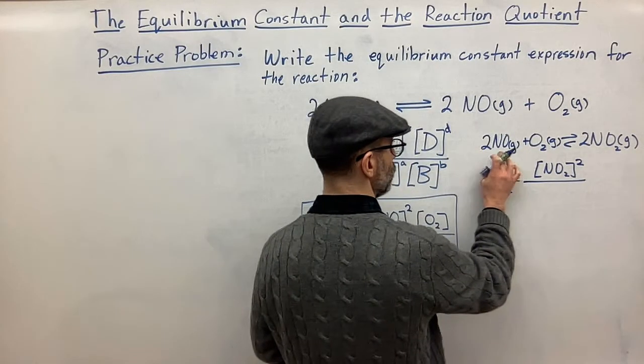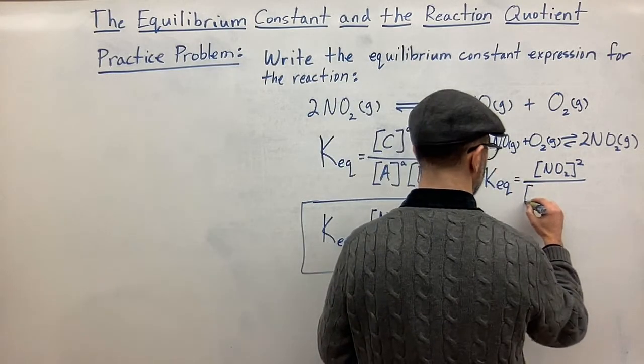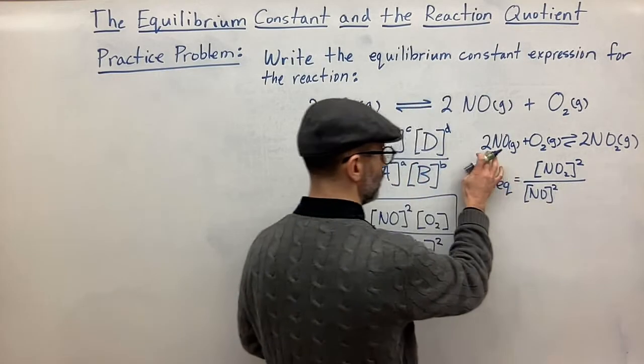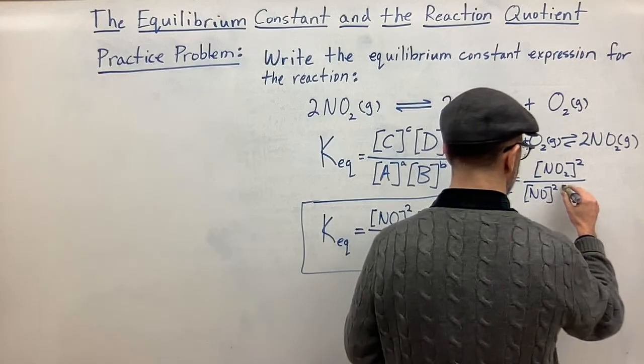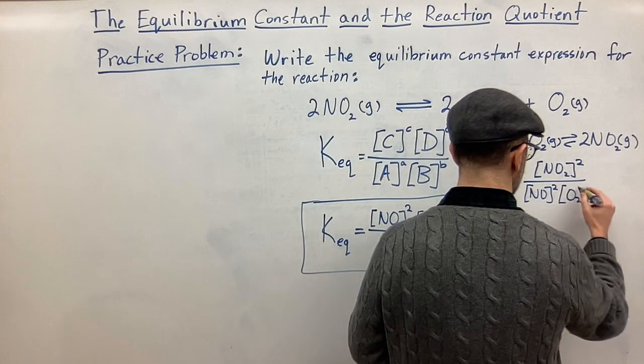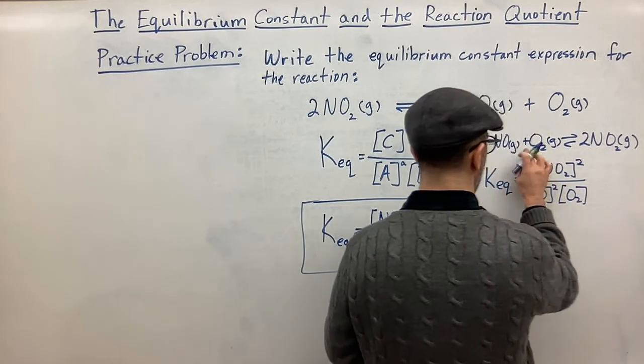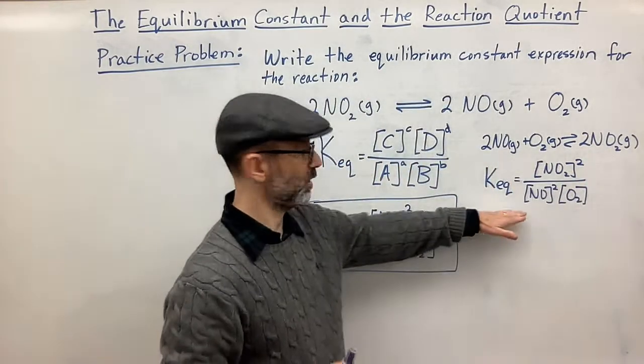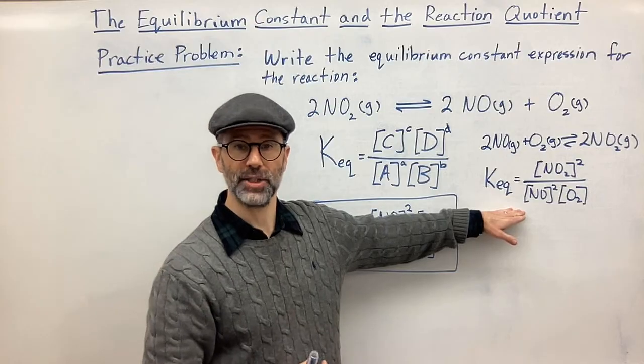And then we have 2NO, so it's going to be the concentration of NO raised to the second power because we have a 2, multiplied by the concentration of oxygen to the 1 power. So we have a 1 coefficient here, 1. So that would be the KEQ for the reverse reaction.